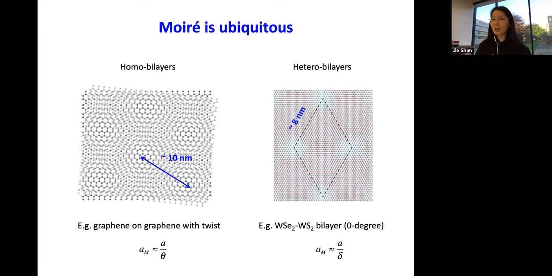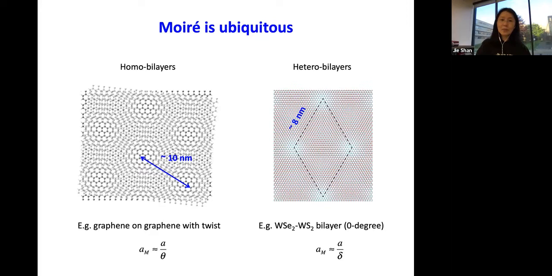Okay, so moiré actually is everywhere, as you can see in those two pictures. Interference patterns emerge if you put two identical sheets at some small twist angle, or you put two sheets with different lattice constants.